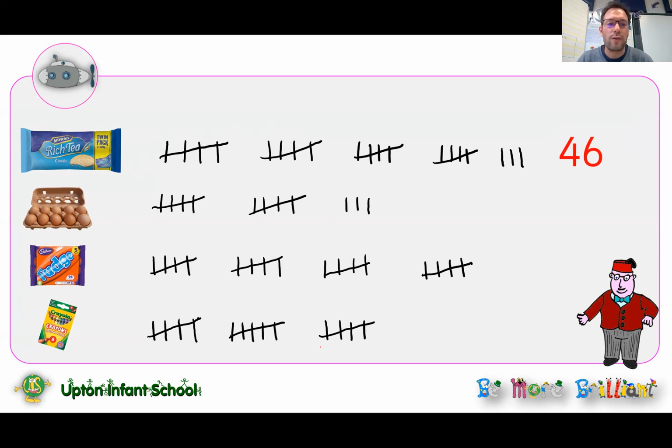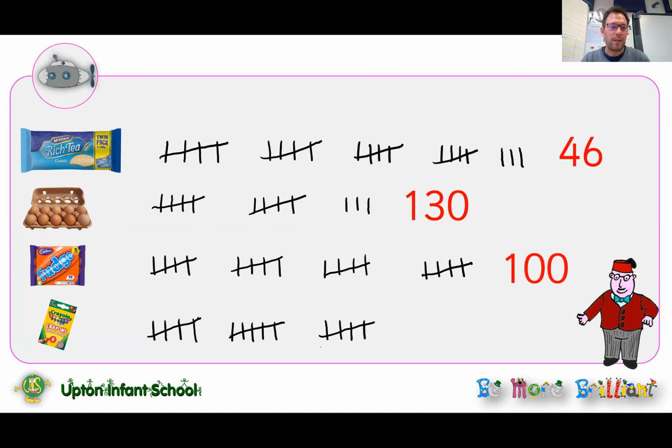Okay, so for the first one, altogether there were 5, 10, 15, 23 packets. And because there were 2 packets in each twin pack, it's 23 times 2, which is 46. Then onto the eggs. We had 5 and 5 is 10, and 3 is 13. 13 lots of 10. There are 130 eggs. And then the fudges are in 5s, and there are 5, 10, 15, 20 packets. So it's 20 times 5. That is 100 fudge bars.